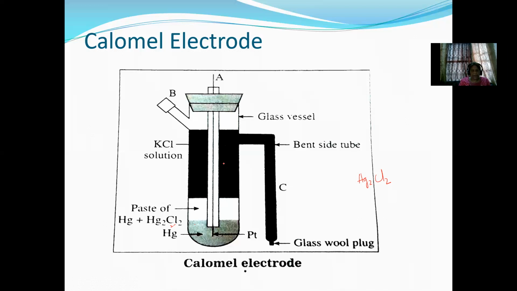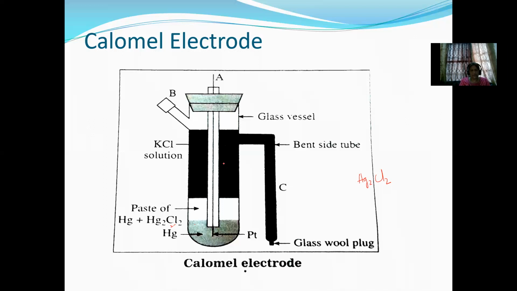So a complete cell means, like I have told in my lecture previously, that a Daniell cell is a complete cell. A complete cell needs two electrodes and the electrolyte. Two electrodes and the electrolyte. Okay. So any reference electrode, whether it is a standard hydrogen electrode, a Calomel electrode, or any other secondary reference electrode, it is a single electrode.